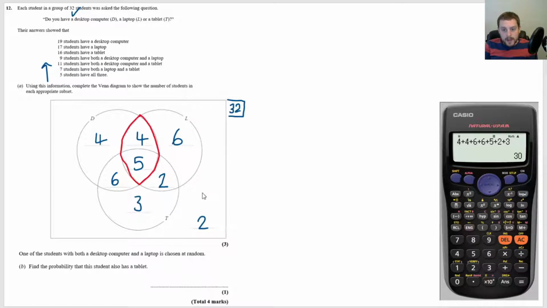There we go, try my best. So one of the students with both a desktop and a laptop is chosen at random. Find the probability that this student also has a tablet. So that would be 5 out of 9. Right, because there are 9 students who have both a desktop and a laptop, of which 5 of them have a tablet as well. So it is 5 out of 9.